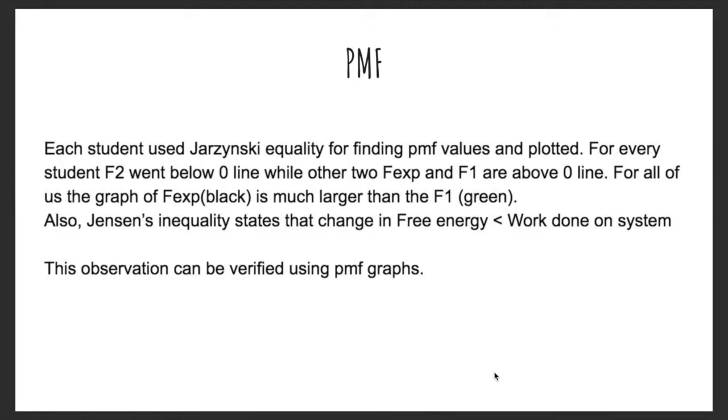For PMF, each of us used the Jarzynski equality for finding PMF values and plotted it. For all three of us, the F2 value went below the axis, while the other two, Fx and F1, are always above the axis. For all of us, in the first PMF versus extension graph, the Fx was always higher than the F1 curve, or had a better slope. Also, Jensen's inequality states that the change in free energy is less than the work done on the system. This observation can also be verified using the PMF graphs that we have observed.